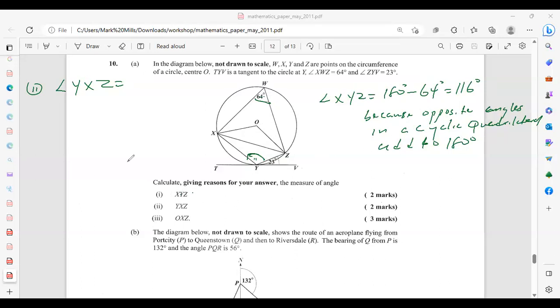Okay, let's go to the next question. Angle YXZ. They want to find this angle here, right? This angle. What is this angle? Okay, JJ say it's 23 degrees. I agree. That should have been 23 degrees. Yes. What's the reason?